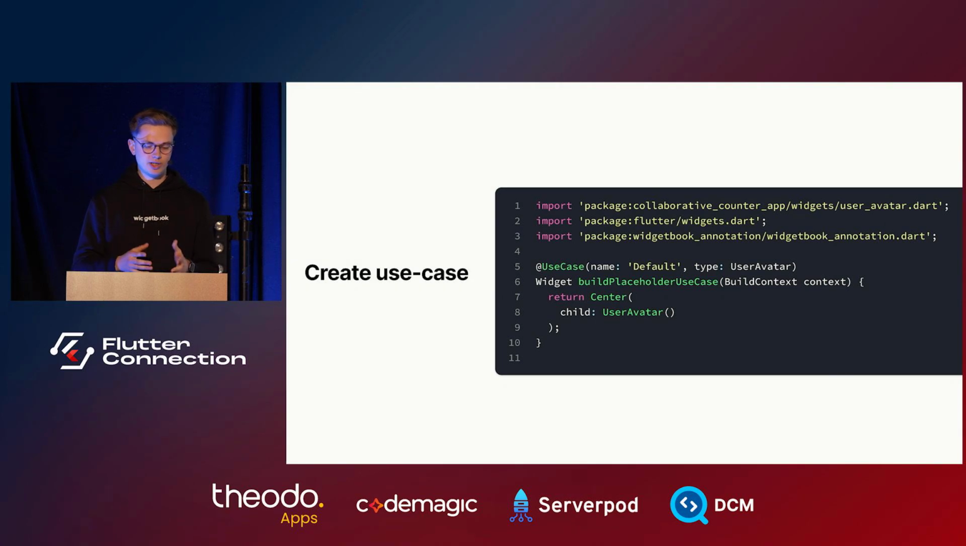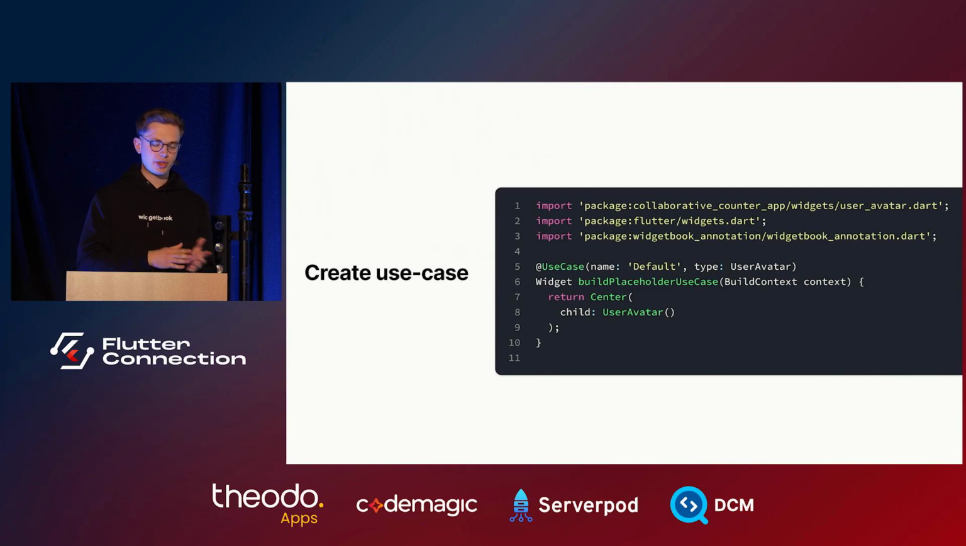And what we're doing here is we're using an add use case annotation. So whenever using an add use case annotation, you're telling Widgetbook, perfect, I want to include this very widget in Widgetbook. We need a name. The name in this case, because we only have one use case, we just call it default. We could, however, add multiple use cases for the same widgets. And then we provide the type. That's just the widget that we'd like to preview in Widgetbook. So in this case, user avatar.